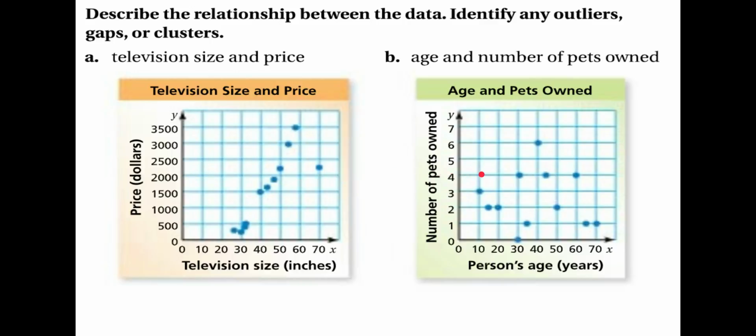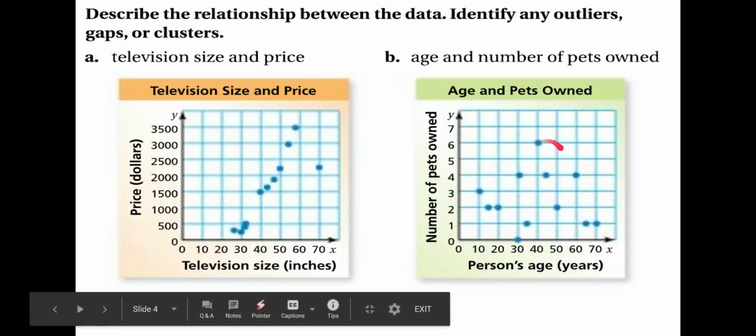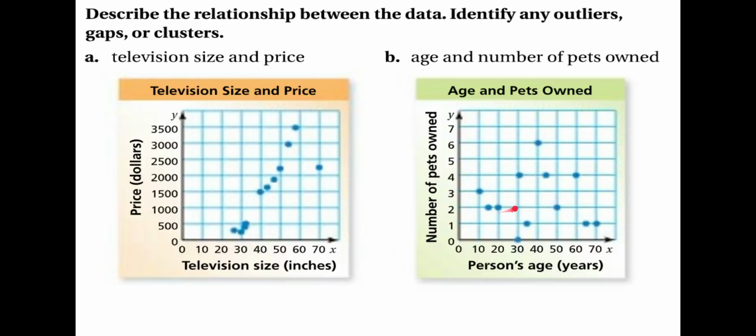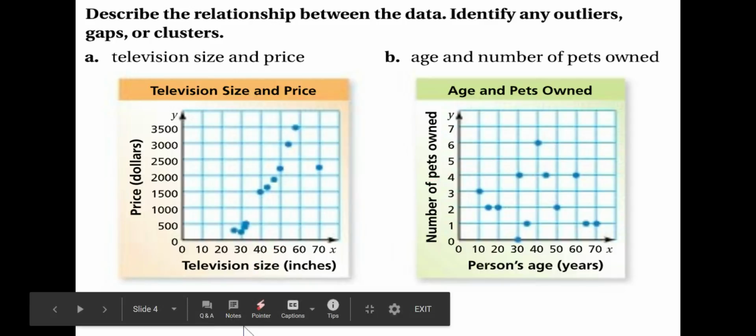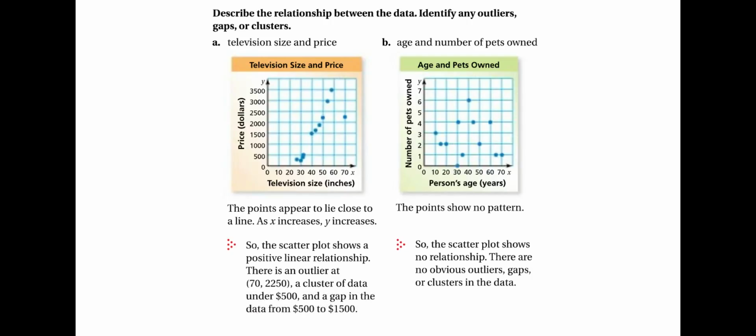On the other hand, for age and pets owned, all the dots are scattered everywhere. I can't say there is a gap. I can't say there's a cluster. I can't say there's an outlier, because there is no relationship. So if there's no relationship, that means there's no outlier, cluster, or anything.